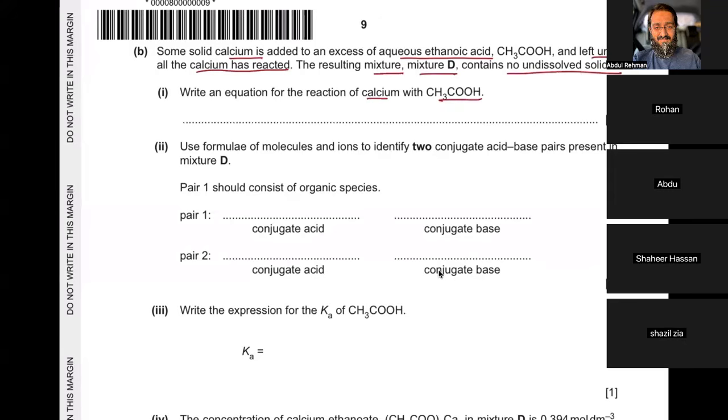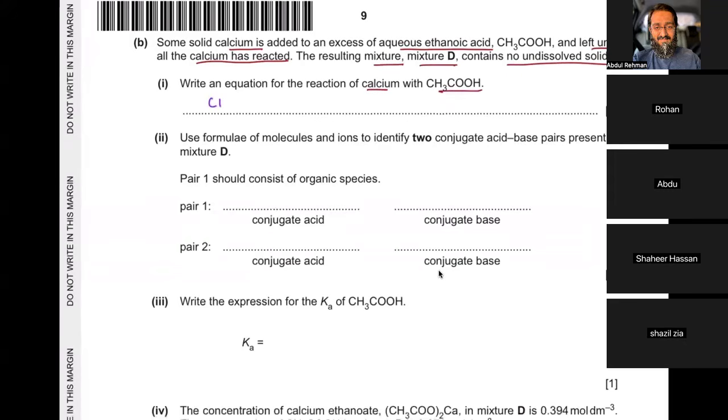So when a metal and an acid react, we will get salt and hydrogen gas, right? So we get a hydrogen gas. Ethanoic acid has a charge of -1, calcium has a charge of 2 positive. So it is going to be (CH3COO)2Ca. To balance the equation, I need to put 2 over here. I hope it's clear to all of you.